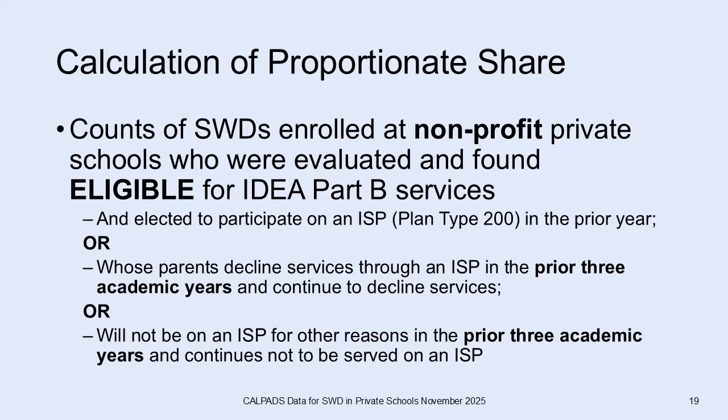So they were evaluated, let's say 3 years ago in 22-23. They're still enrolled at the private school, but the parent continues to decline. Okay, that student has an eligibility period of 3 years, which I'll talk about in a second.